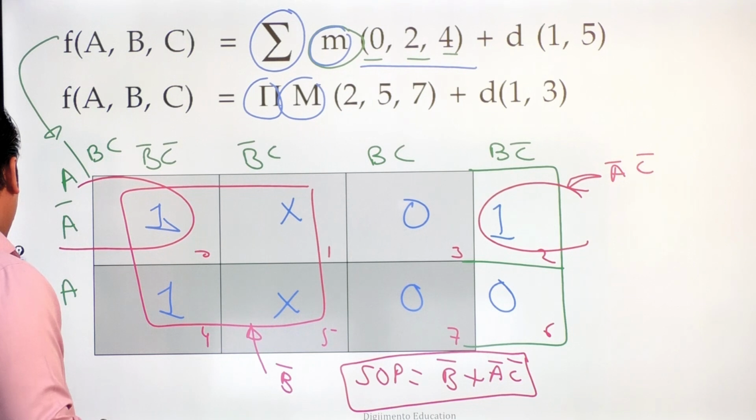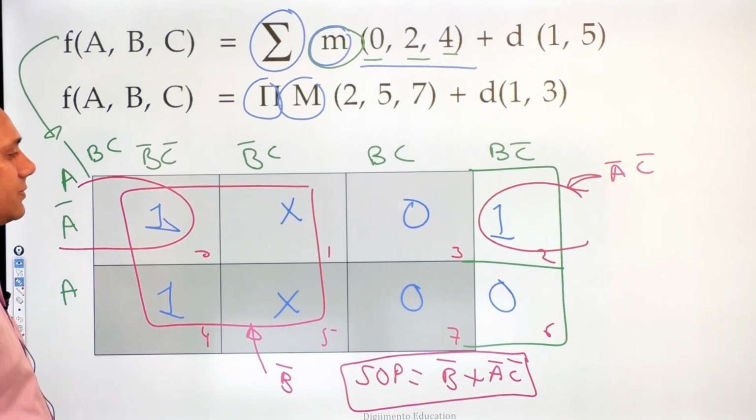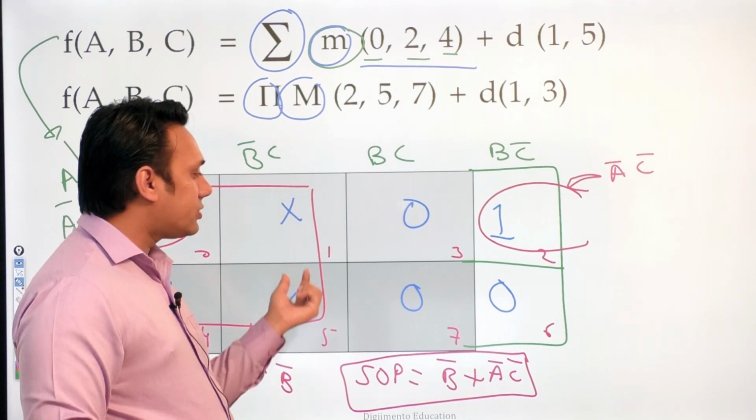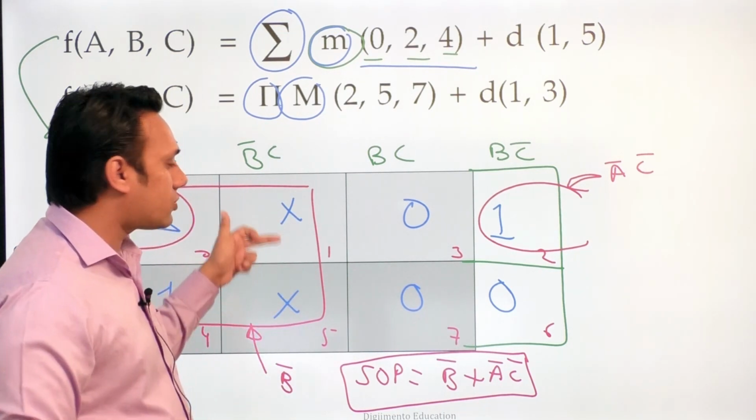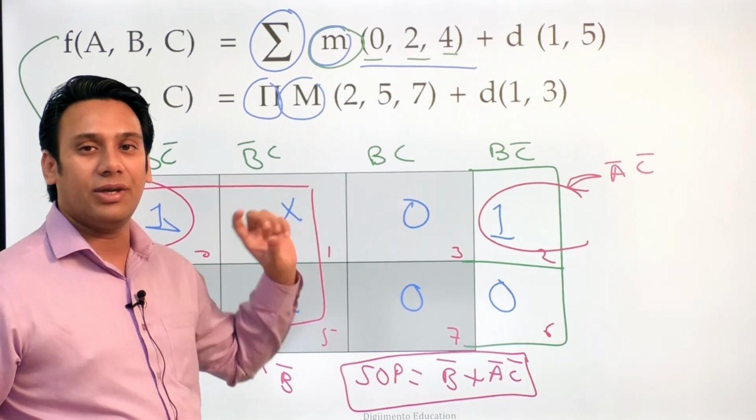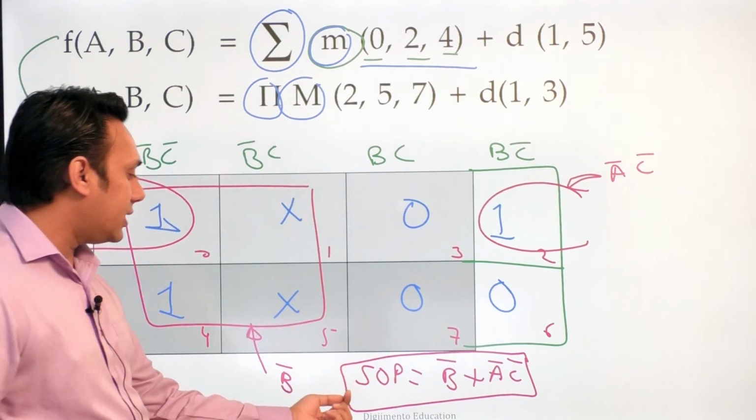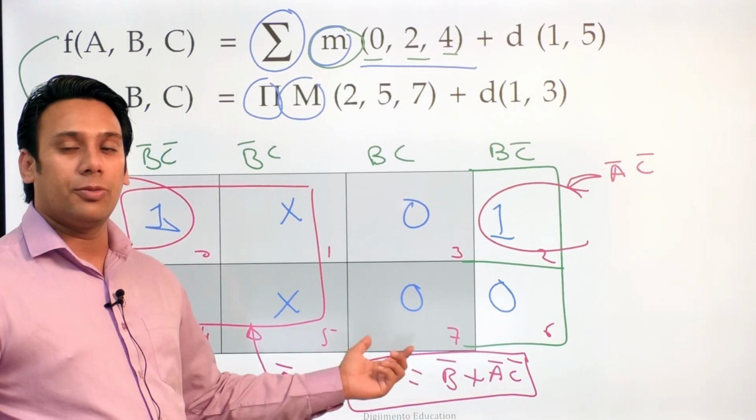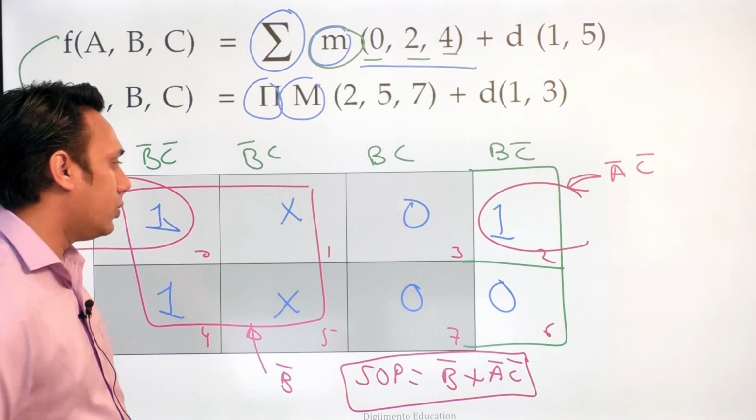And then we have the POS expression, that is the product of sum expression. Now in the product of sum expression, again I can use these don't cares and assume that these don't cares have a value 0, so I can combine them with these 0s. See, what is the main aim? The main aim is that there should be a minimum number of literals in SOP as well as POS.